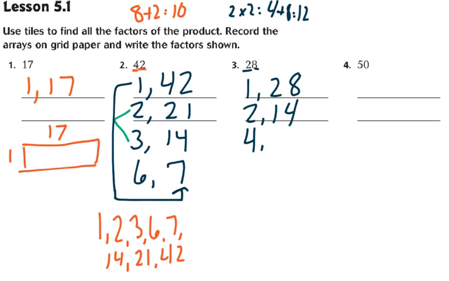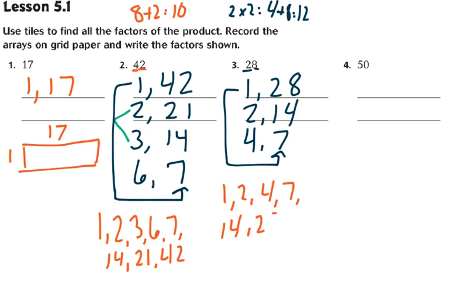4 times what gets me 28? 4 times 7. It's not divisible by 5. It's not divisible by 6. And I have 7 already waiting for me, so I am done. 1, 2, 4, 7, 14, and 28 are my factors. And last one on this part is 50. I have to find the factors of 50.